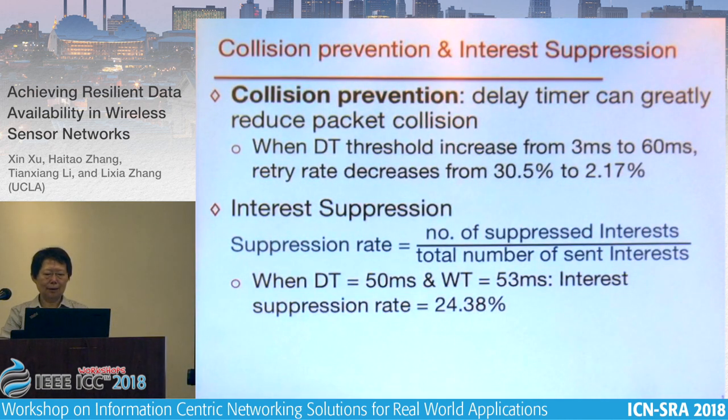So here are just some numbers to say that with the limited time we played with different data timers and different settings, and just show that they have an effect. The delay timer, just to remind you, is a random timer scheduled before you send any packet. So it says that if you change the delay timer by a factor of 20, you reduce the collision rate by a factor of 10, more than 10, effectively.